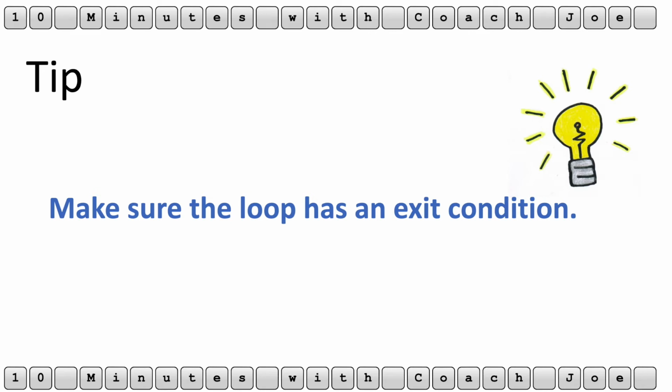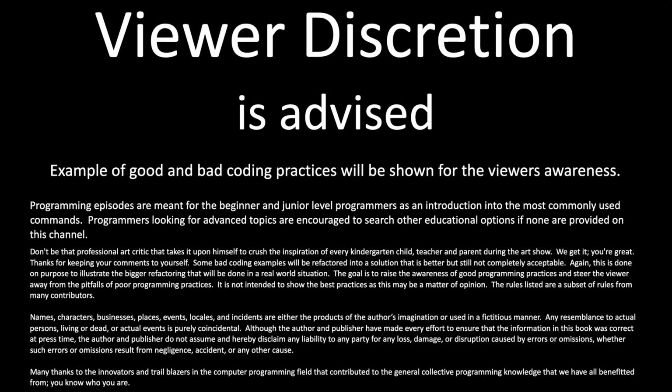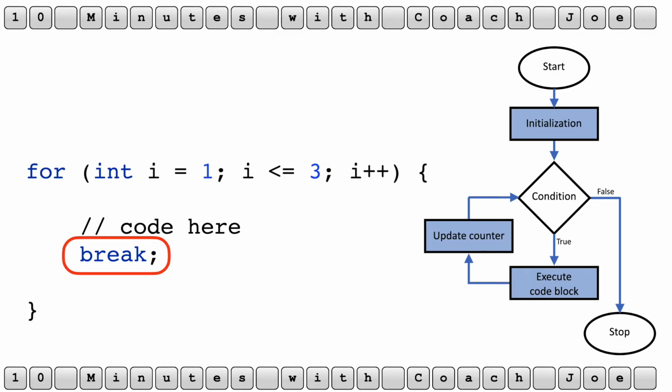I would like to show you 2 more commands. Even though these commands are allowed, you should limit their use. The first is the break command. During the execution of the code block, you may decide the for loop should end. The break command will stop the for loop. There are situations when a break is a valid exit option.